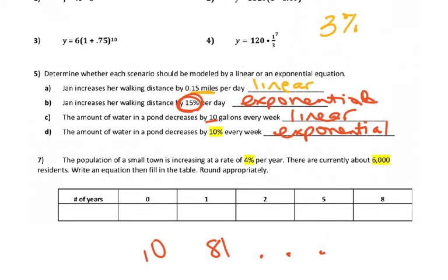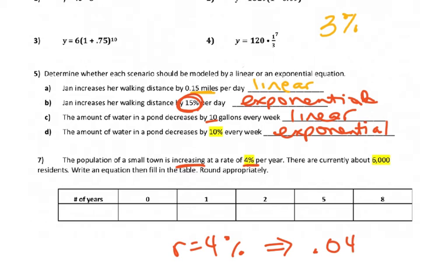Okay, the next question, it says the population of a small town is increasing, that's a clue, at a rate of 4%. So if the rate is 4%, we have to change that to a decimal, so 0.04. There are currently 6,000. That's my initial value. Write an equation and fill in the table, round appropriately. Round appropriately means you can't have parts of a person.